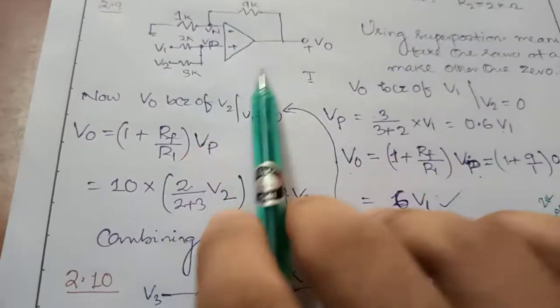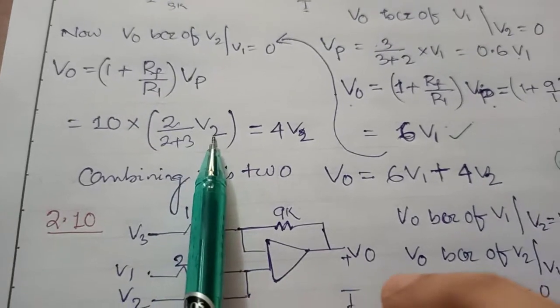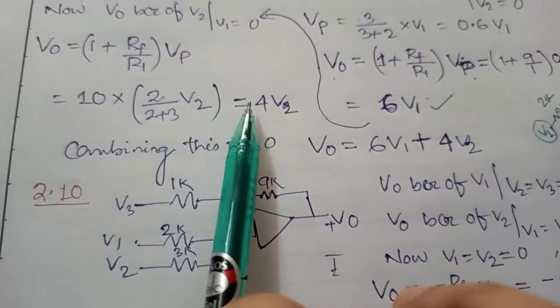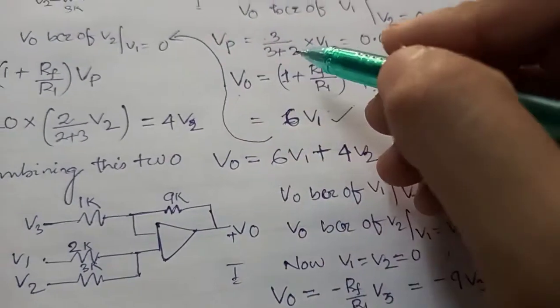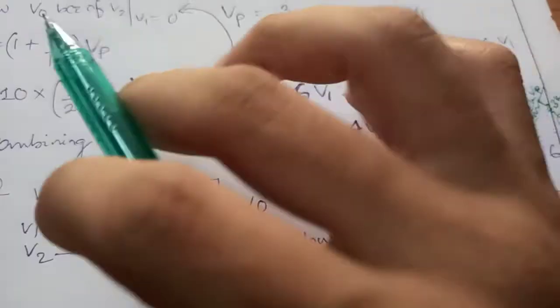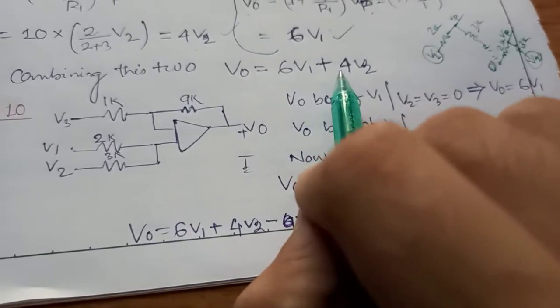Okay, same as for a non-inverting amplifier, 1 plus Rf by R1. So we have put all the values in place of Vp. I have written 2 by 2 plus 3 into V2, which is nothing but 4V2. So because of V1 I got 6V1, and V output because of V2 is equal to 4V2. So I have to combine this output. V output is nothing but 6V1 plus 4V2.